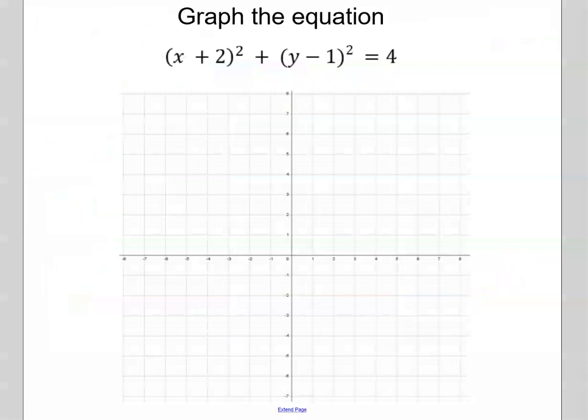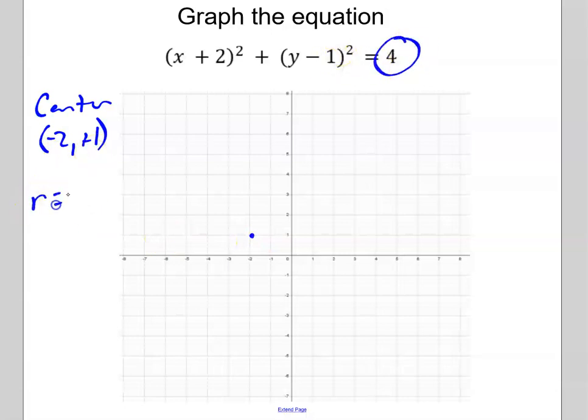All right, last one, graphing the circle. Again, we have to start with our center, and remember that it's going to switch the signs. So it's negative 2, positive 1. This one, that's our radius squared, so our radius is going to be the square root of 4, which is 2. So 2 in each direction. And then draw your circle. And that is it.